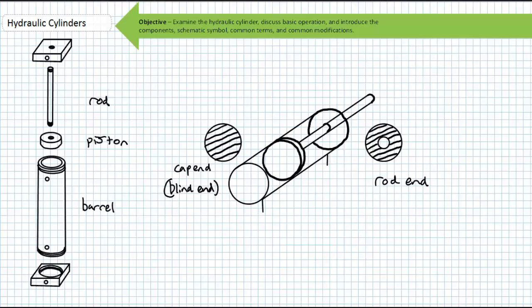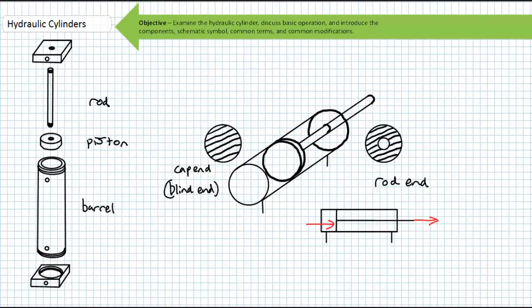Input pressurized flow acting on either the cap or rod end determines whether the rod attached to the piston extends or retracts. When something is pushing on the cap end side and nothing's resisting it on the rod end side, the cylinder extends into the outside world. When something is pushing on the rod end and nothing's resisting it on the cap end side, the rod retracts back into the barrel. It's really that simple. Push on the cap end, the rod extends. Push on the rod end, the rod retracts.